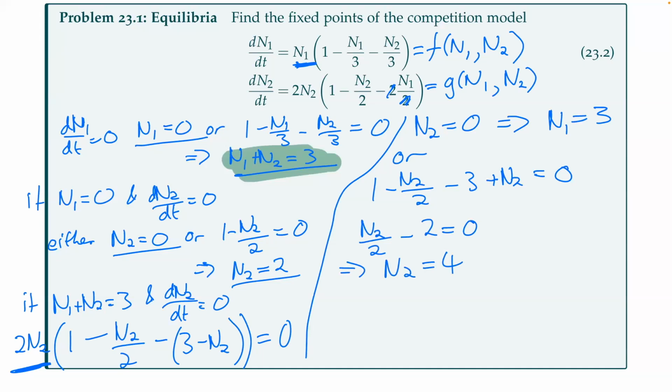Now, if n2 is equal to 4, what is n1 going to be? Did I hear someone say -1? Okay, does that make sense? It can't be -1. So what this is telling me is that, while it's mathematically possible, it's not biologically realistic because we can't have negative population sizes.